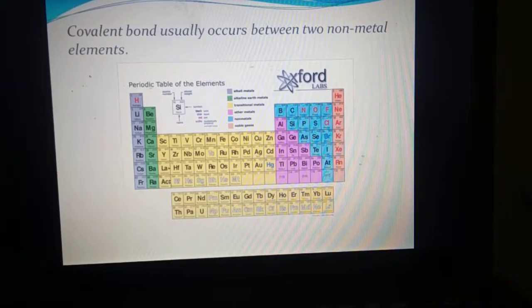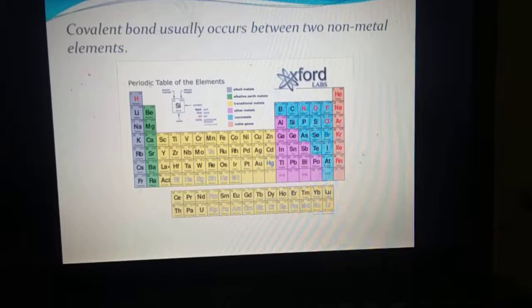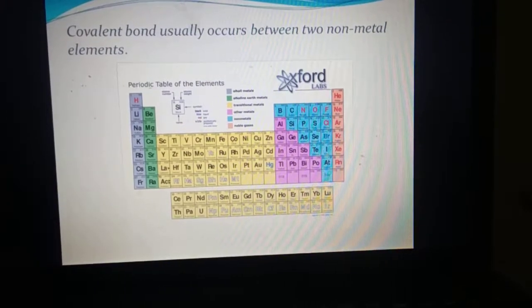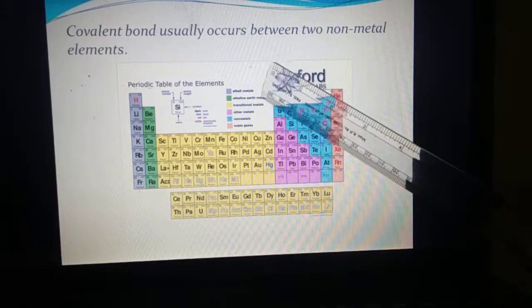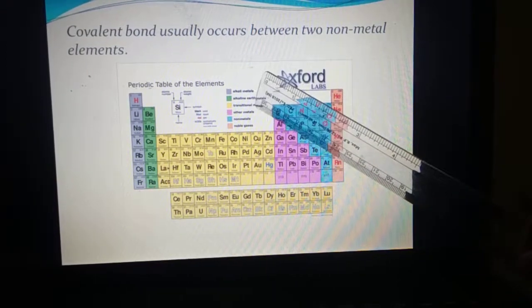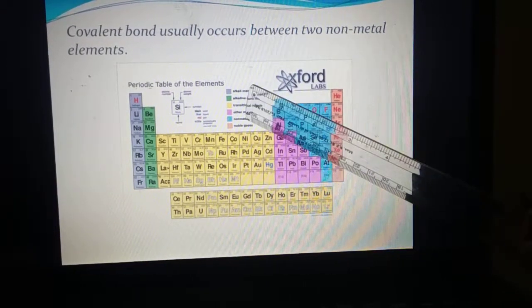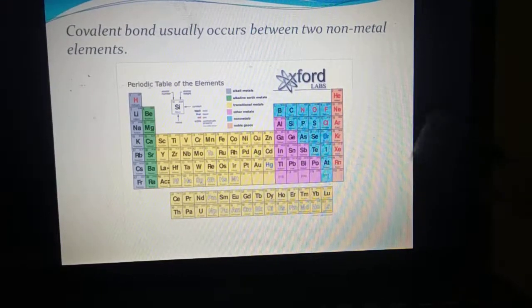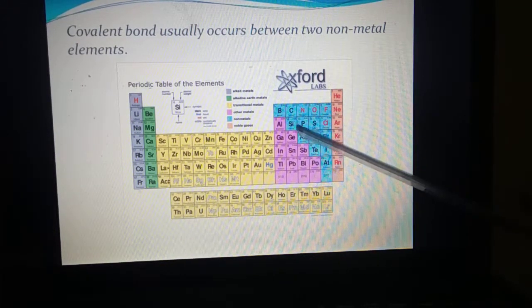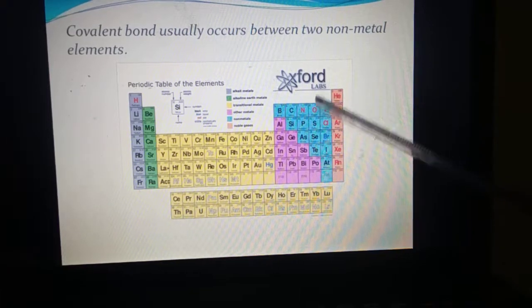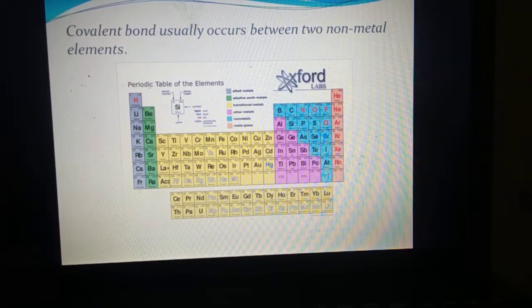So this is periodic table of the elements. We can see from here which one is alkali metals, alkaline earth metals, transition metals, other metals, non-metals, and noble gases. So covalent bond usually occurs between two non-metal elements. Non-metal elements are green. In the green, we can include helium gas and metalloids also.